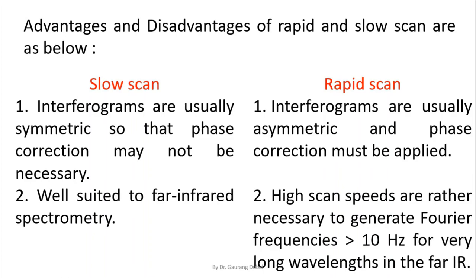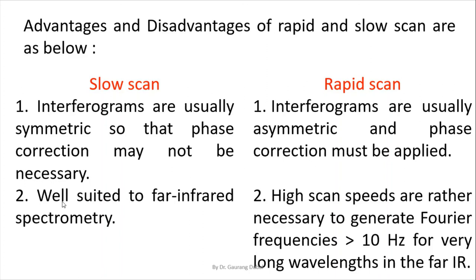So the advantages, that is the benefits, and the disadvantages, that is the drawbacks, we will see one by one. If something has a positive point, then definitely another part may be negative also. OK, so first we will see about the slow scan. First point, interferograms are usually symmetric so that phase correction may not be necessary. In slow scan, interferograms are symmetric, so no need to make the phase correction. While in the rapid scan technique, interferograms are usually asymmetric and phase correction must be applied due to the asymmetric nature. So the first difference is that in slow scan correction is not necessary, while rapid scan must apply the phase correction.